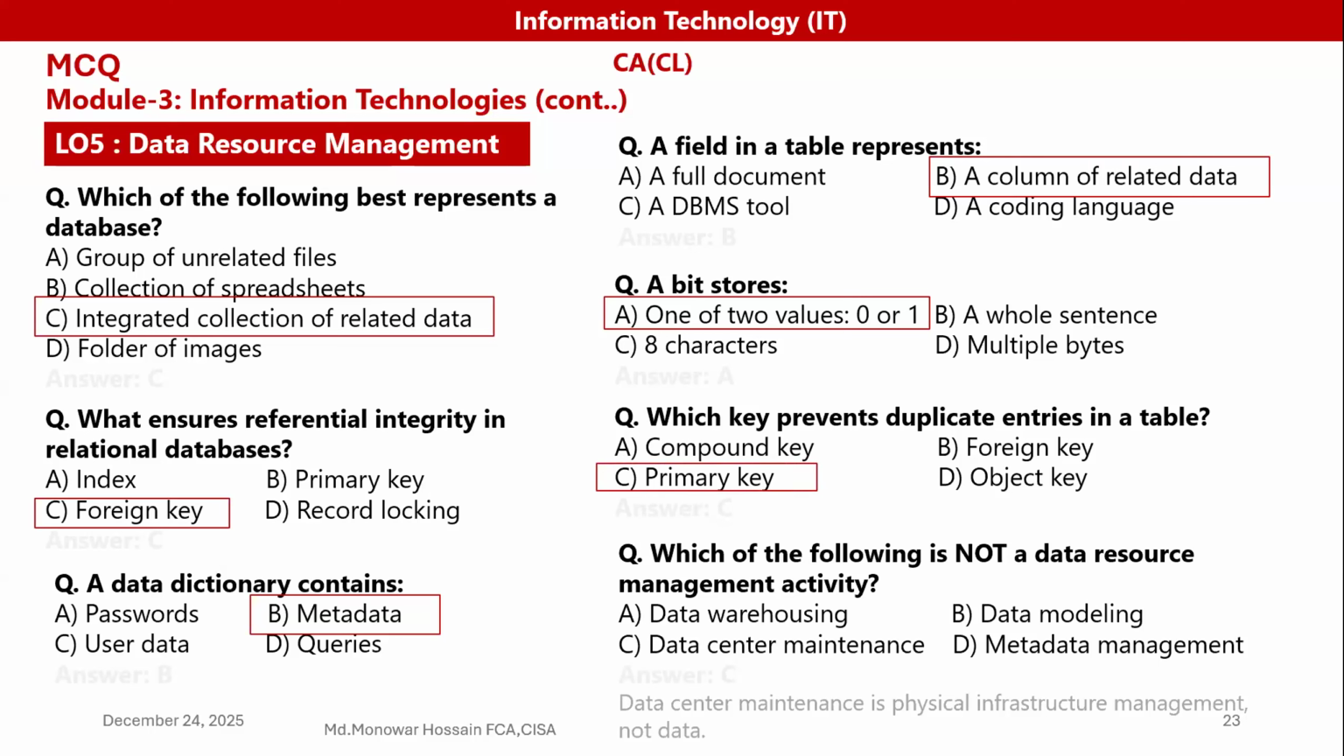Which of the following is not a data resource management activity? Here are four activities. Data warehousing is a data resource management activity. Data modeling is also a data resource management activity. Metadata management is also a data resource management activity. But in number C, data center maintenance is not a data resource management activity. Data center maintenance is physical infrastructure management, not data. Answer C.